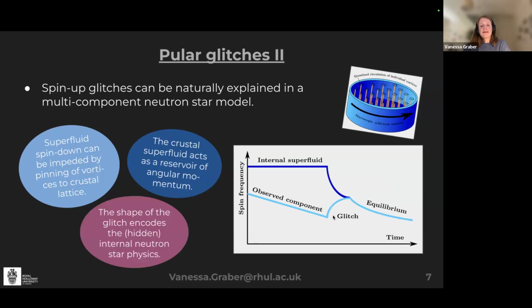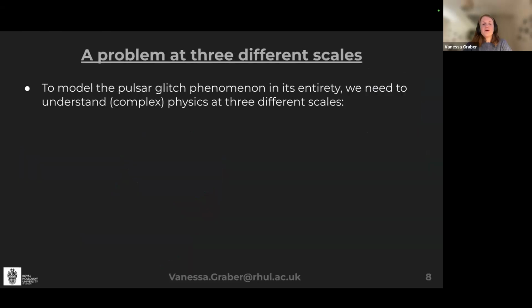So the key thing really is that the shape of this glitch encodes a lot about what's hidden inside the star that we can't see, very much like for the egg. So the idea is that we can use these imprints as fingerprints of what's happening inside the neutron star. But to really do the inverse problem of using observations to make inferences on what's actually happening in the neutron star, we need very good theoretical models. And the problem is that in the case of the neutron star, to model this glitch phenomenon in its entirety, we really need to understand complex physics at 3 different scales.